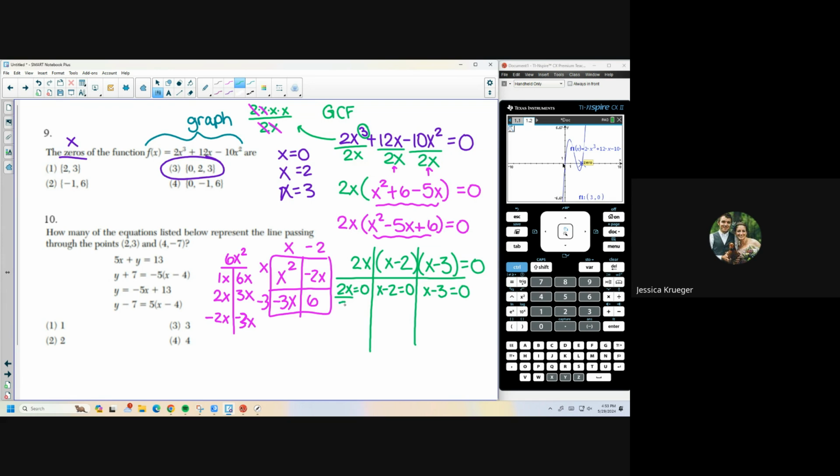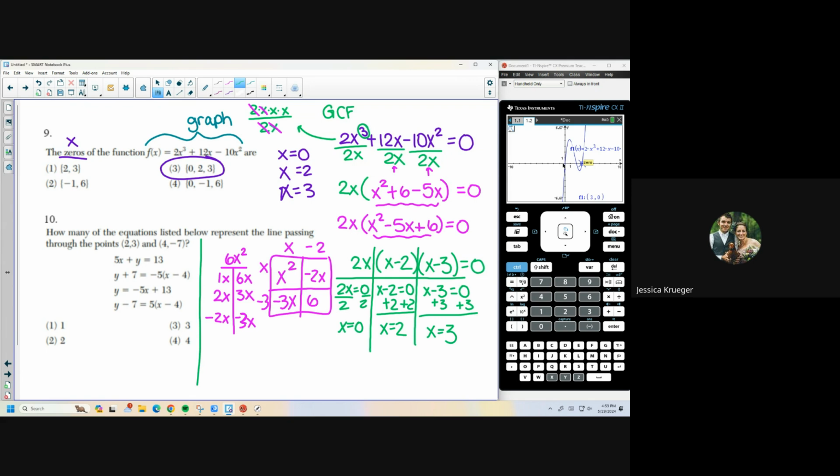In this first equation, I would divide both sides by 2. That'll give me x equals 0. That's my first root, or 0. Add 2 to both sides. My second 0 is x equals 2. Add 3 to both sides. My third 0 is x equals 3. And that matches answer choice 3.